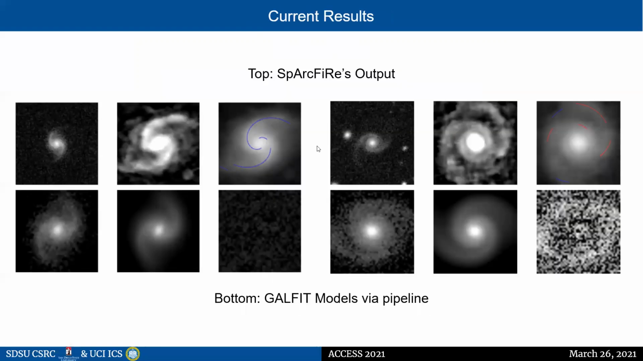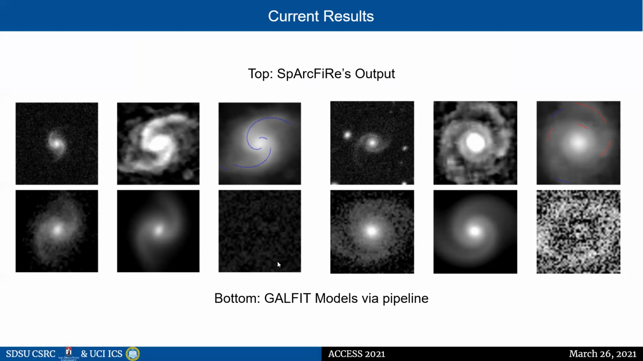Now here are some examples of our current results, successful ones at least. At the top, we have SparkFire, the observation fed in, the contrast enhanced autocrop, and then the logarithmic spiral overlay. On the bottom, we have the observation given to GalFit, the model it has produced, and the residual.